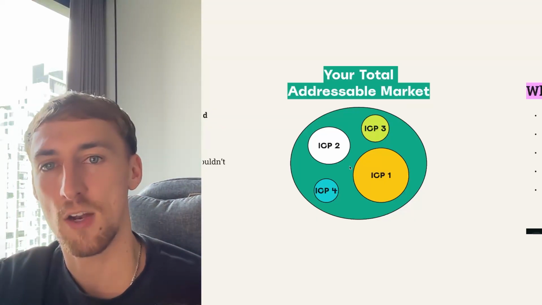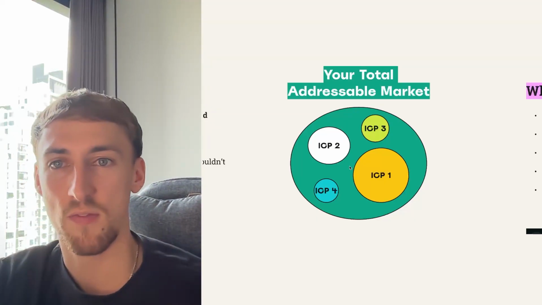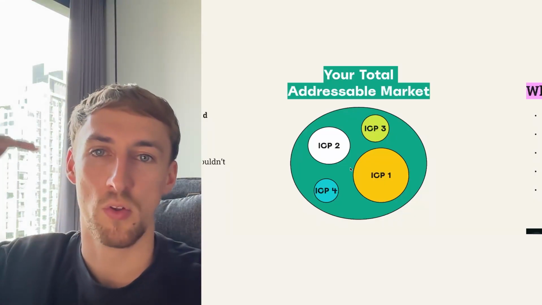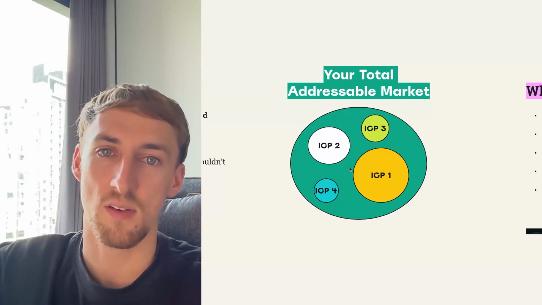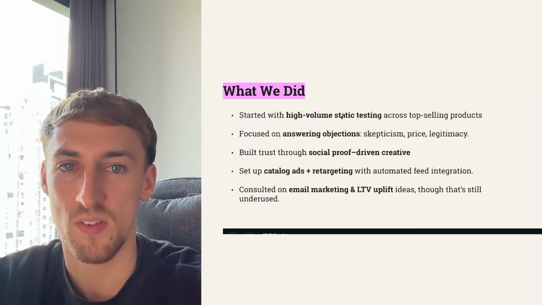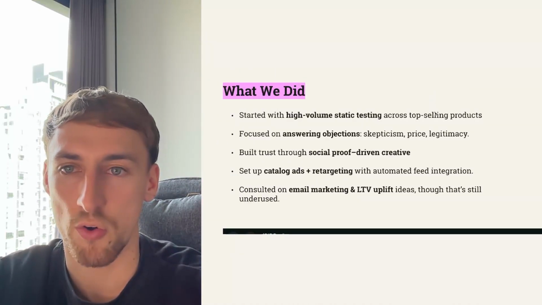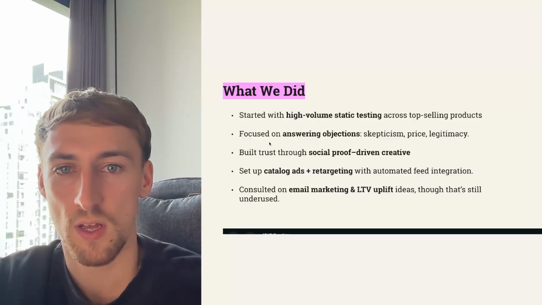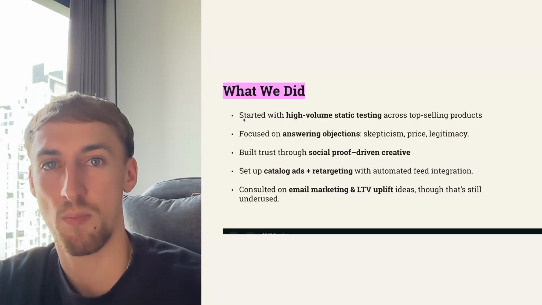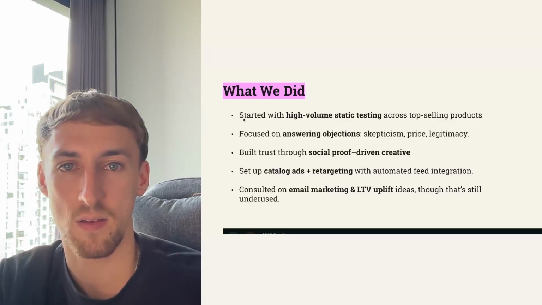We make sure that the ad creatives are compounded, because it's very easy to make ads and just start from scratch every time, but you want to be building, and that's how you get consistent scale in your ad account. Now, if I break down what we did, we started with high volume static testing across top selling products. We focused on answering objections, skepticism, price, legitimacy. So you can see we are really starting with bottom of funnel stuff because we're trying to collect new people.